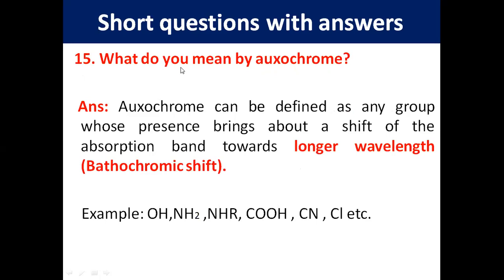Question number 15. What do you mean by auxochrome? Auxochrome can be defined as any group whose presence brings about a shift of the absorption band towards the longer wavelength. Examples are OH, NH2, NHR, COH, carboxyl group, CN and Cl, etc.